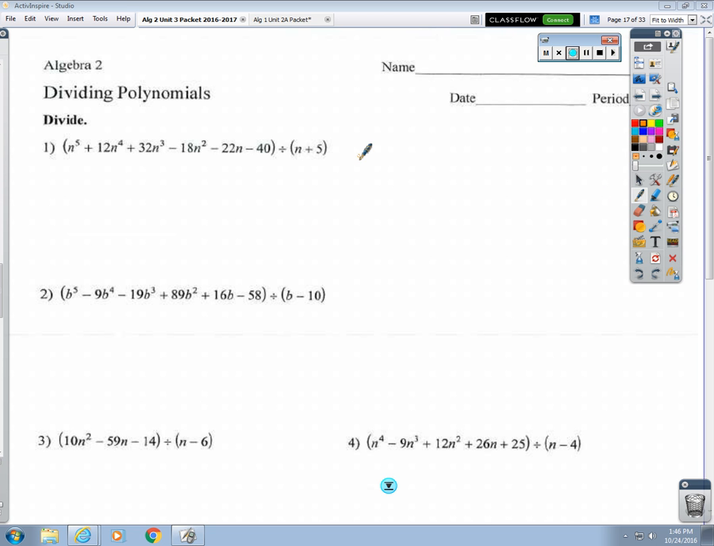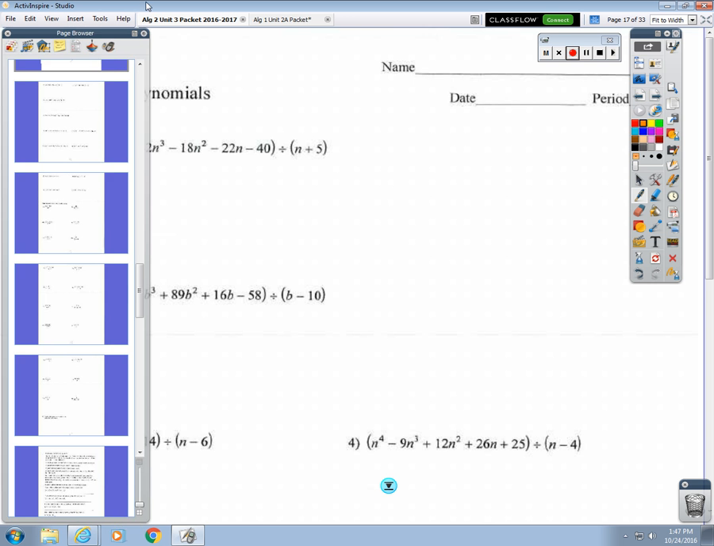To divide these polynomials, instead of doing long division, we're going to use a special method called synthetic division. For synthetic division, the first thing you look at is what it's being divided by. Since it's being divided by n plus 5, you're going to use a negative 5. You always use the opposite. You write it in a little box looking thing.